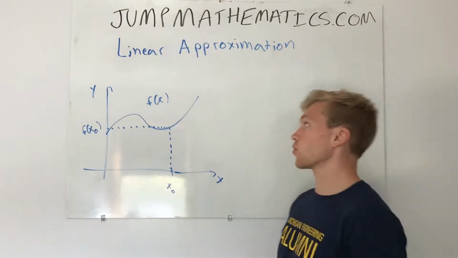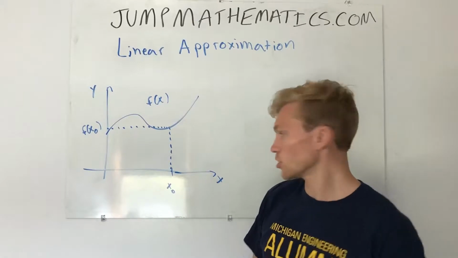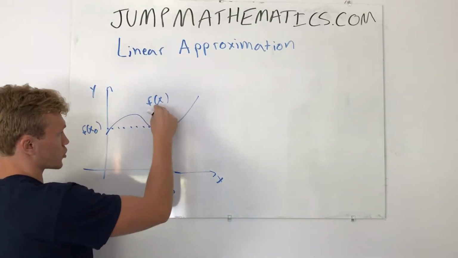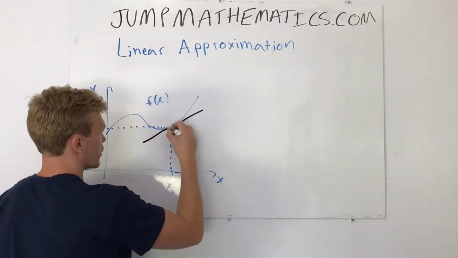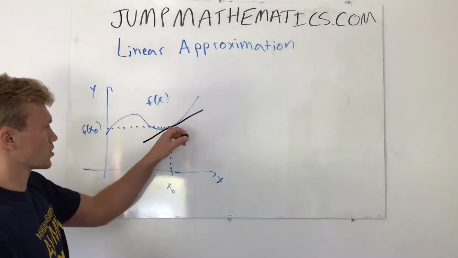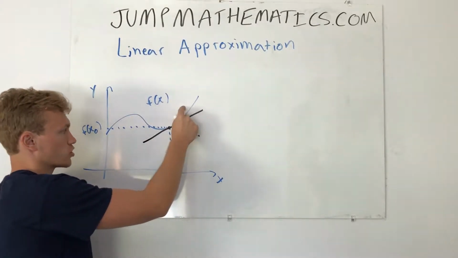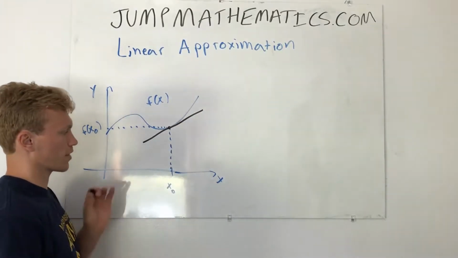In this video, we are going to be talking about a linear approximation. What is a linear approximation, you ask? Well, given any function that's differentiable, we're going to be able to draw a line through a particular point such that the value of the line corresponds to the value of the function and the slope of the line is the same as the slope of the function at that particular point.